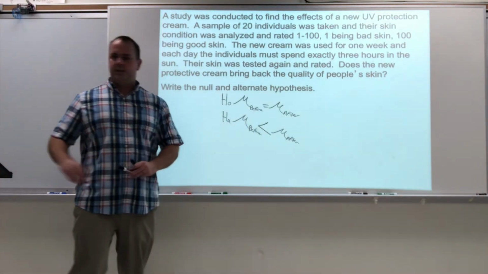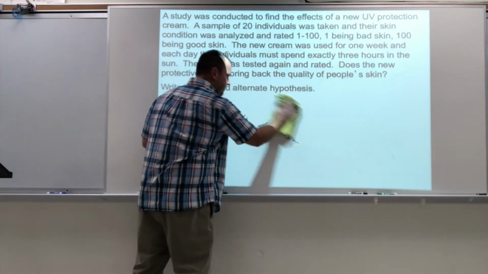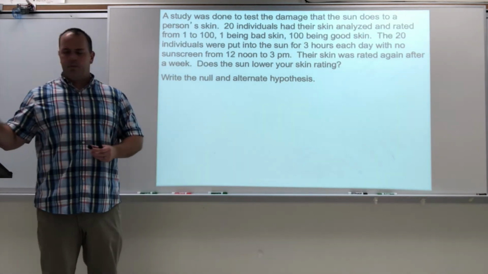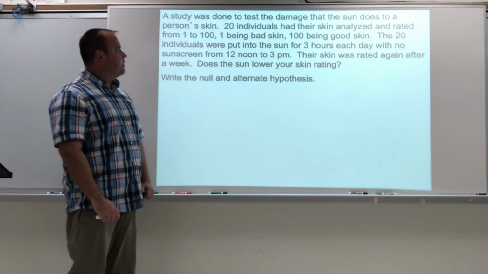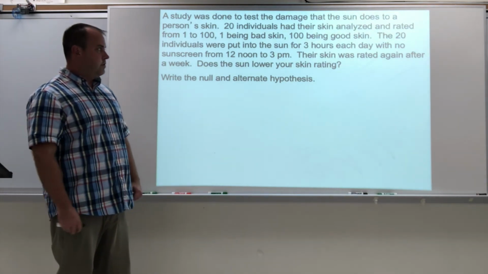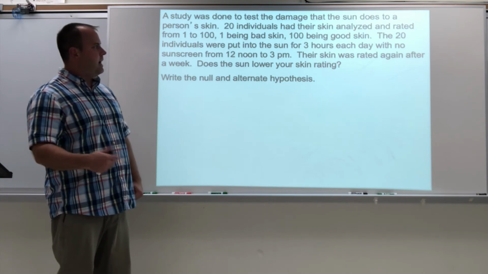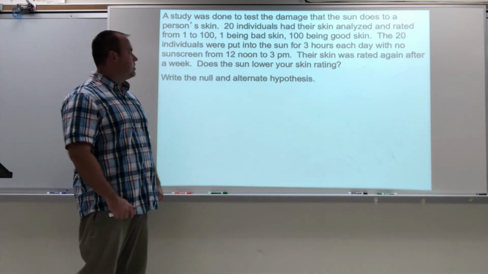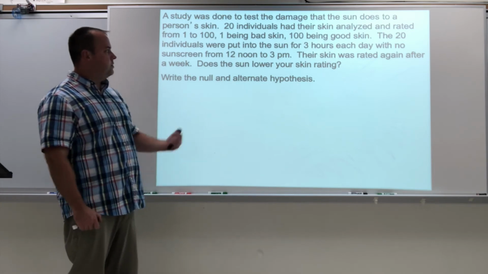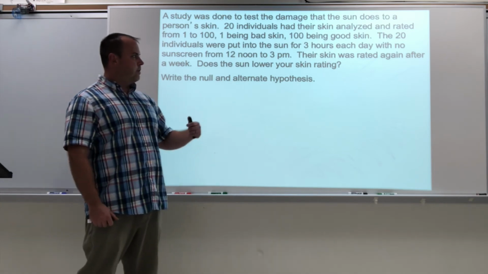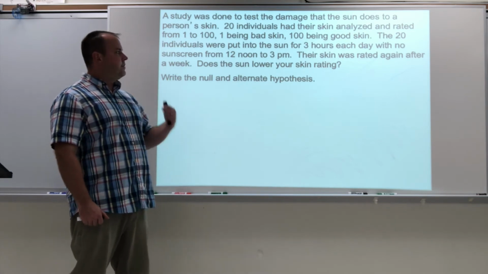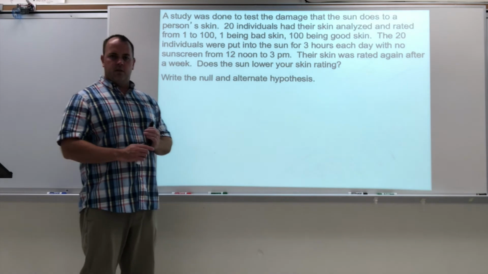So there's one example of writing out our null and alternative. Another example, kind of the same situation. A study was done to test the damage that sun does to a person's skin. 20 individuals had their skin analyzed and rated, 1 being bad, 100 being good. Same situation. The 20 individuals were put in the sun for 3 hours each day with no sunscreen, from 12 noon to 3 p.m. Their skin was rated again after a week. Does the sun lower the skin rating?